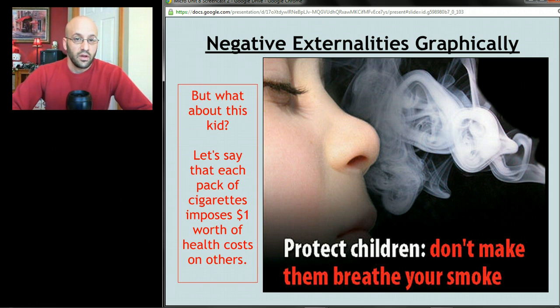But what isn't represented in this graph is this kid and all the other kids that are negatively affected by secondhand smoke. Let's say that each pack of cigarettes imposes $1 worth of health costs onto others. $1 more of asthma or emphysema or other kinds of health costs.